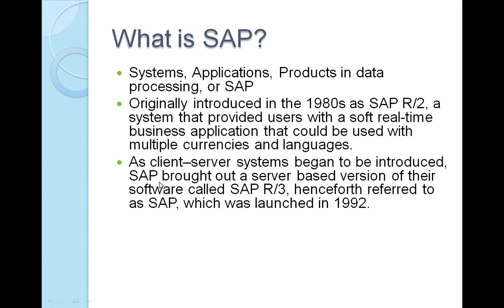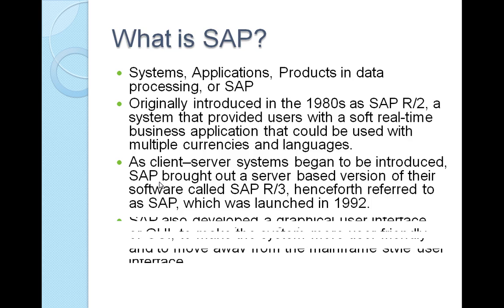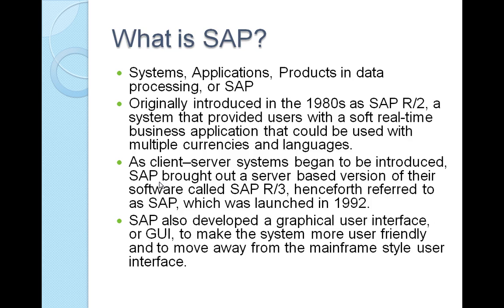So SAP was originally introduced in 1980 as SAP two-tier architecture, and later, after 1992, SAP introduced a three-tier architecture. SAP also developed a graphical user interface, or GUI, to make the system more user friendly and to move away from the mainframe style user interface.